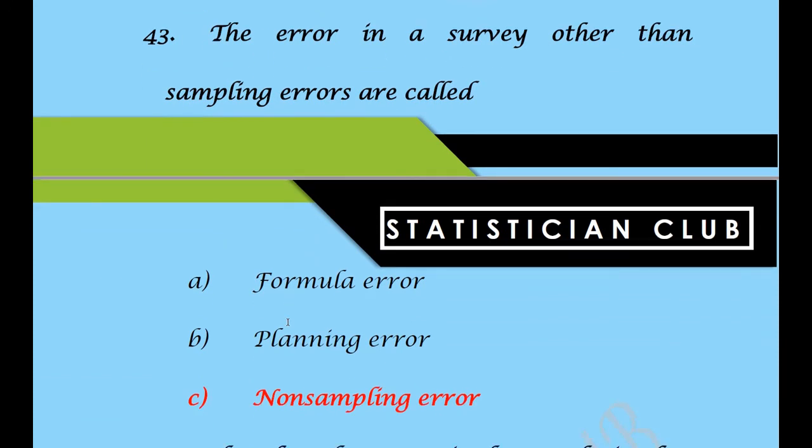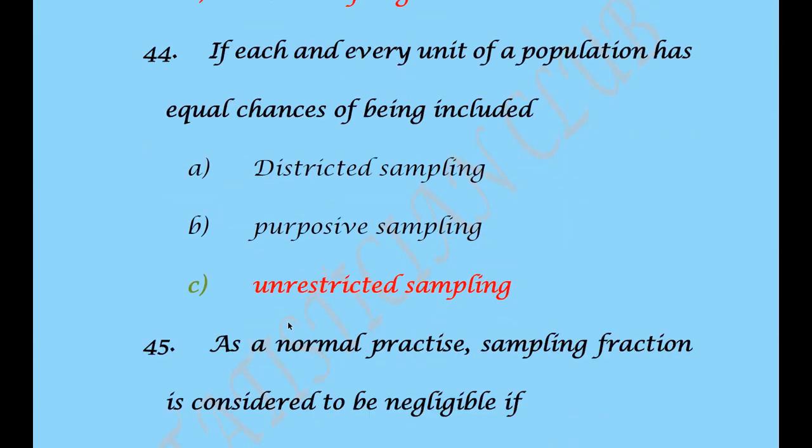The error in a survey other than sampling error is called non-sampling error. If each and every unit of a population has equal chances of being included, it is unrestricted sampling. In unrestricted sampling, each unit has an equal chance of being selected in the sample.